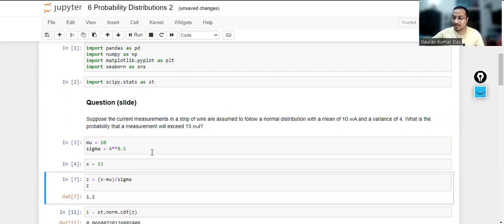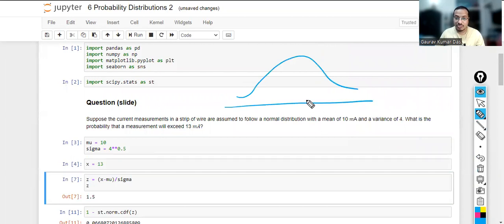So in this case, if I draw, it'll look something like this. My mu is 10, sigma is 2, and here is 13. So what's the probability that it will exceed 13? This is what we want. And we need to convert this to a standard normal distribution so that we can refer to a table. But here in Python, we do not require any table to calculate the probabilities. Here we already have predefined inbuilt functions, but those are for the standard normal distribution, which means we need to convert this original distribution to a standard normal distribution.